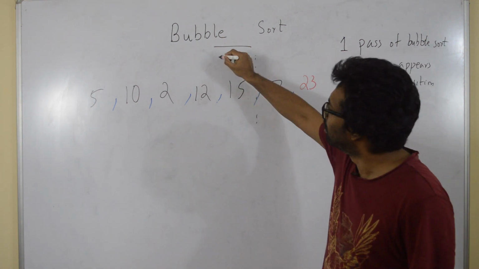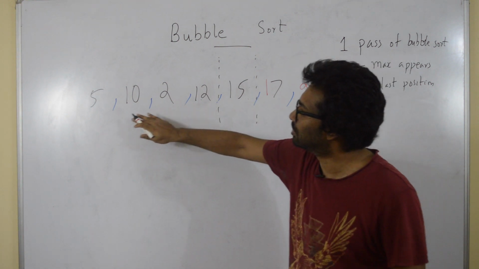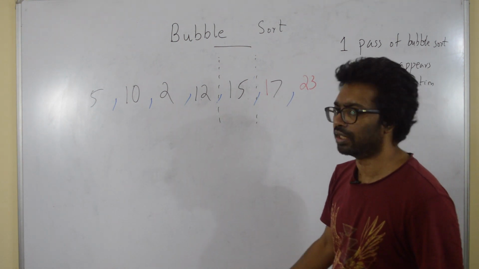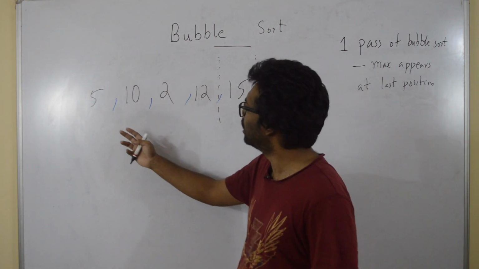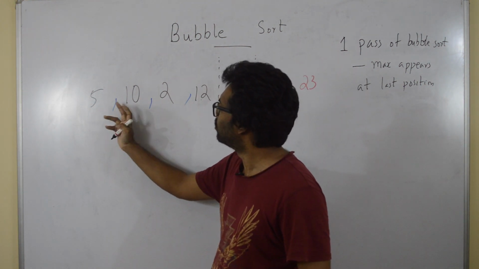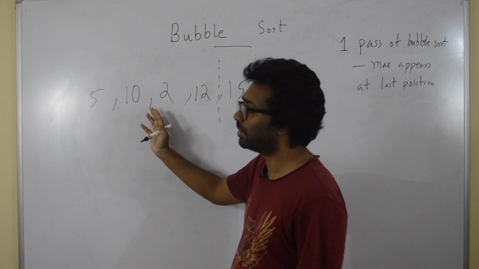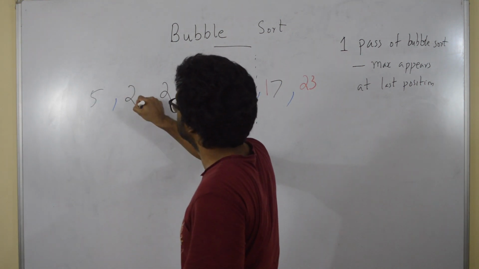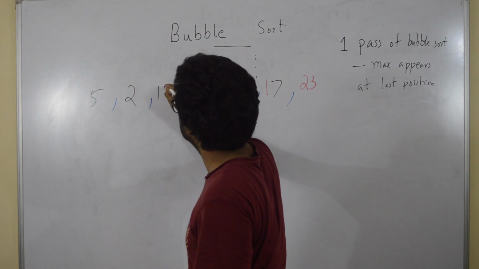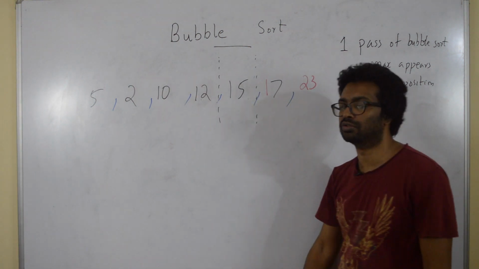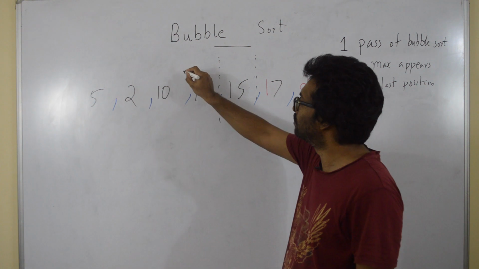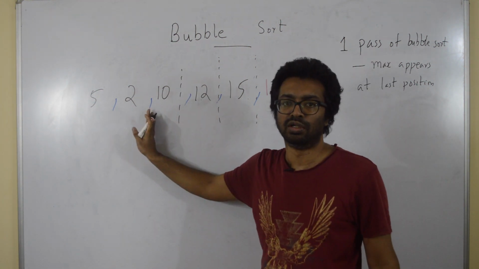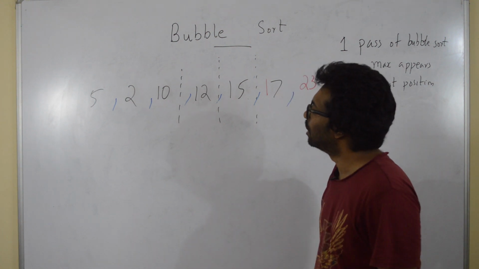So now again, we need to consider only this much of the array, and that's what we are going to do. We apply the bubble sort procedure again, so 5 and 10, they are in order, fine. 2 and 10, they are not in order, so let's swap it. 10 and 12, they are in order, so it's fine again. So we have now reached the point where we do bubble sort on this array.